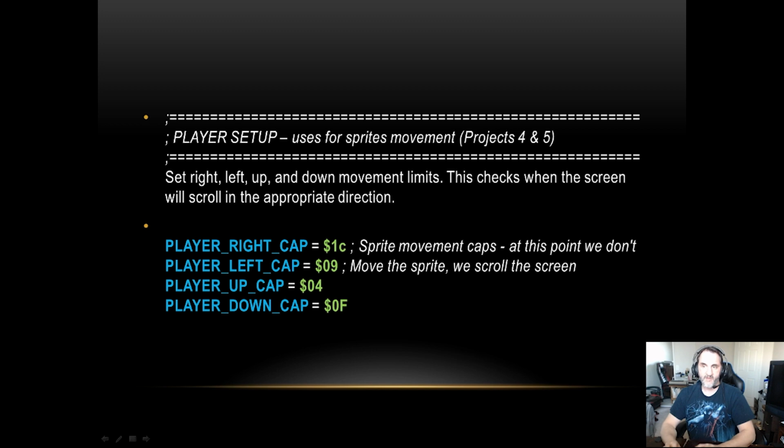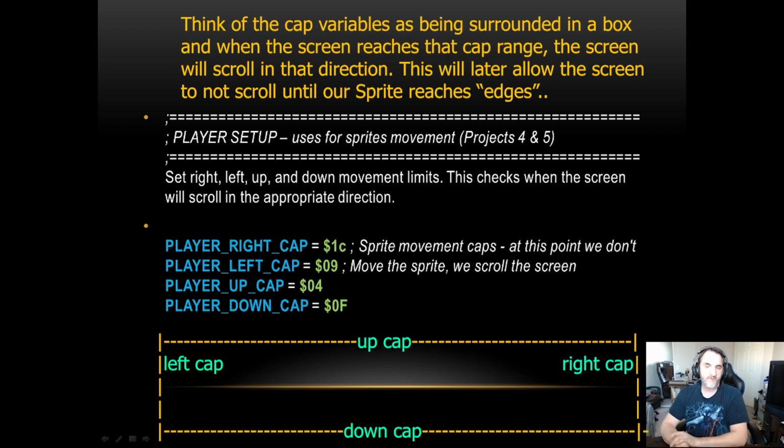This is going to be later used by our sprites, but for right now, it's going to manage our screen scrolling. So you'll see why they're called player, because later there'll be a player, but for right now, we just have a map only as we go through the progression stages of learning this stuff. So with player setup, we set right, left, up, and down movement limits. This checks when the screen will scroll in the appropriate direction.